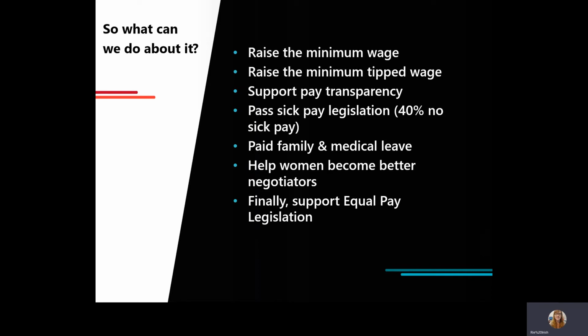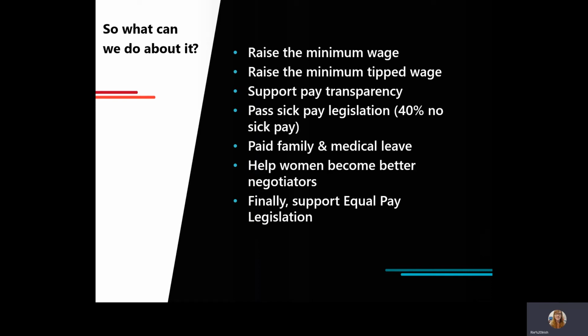Paid family and medical leave: here in the United States, there are no laws, federally at least, that require you to get family or medical leave. Women are far more likely to be the one who takes off work when a child or other family member needs care. So again, with no medical leave, and if they have no sick pay that they can use for this, it widens the pay gap even larger.